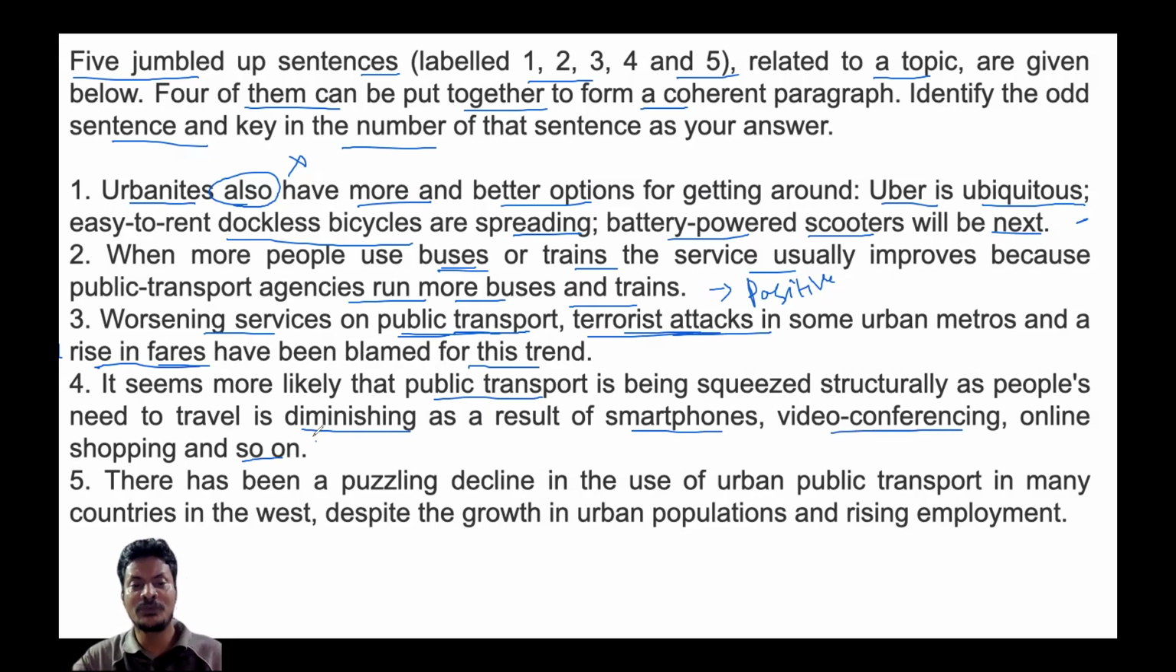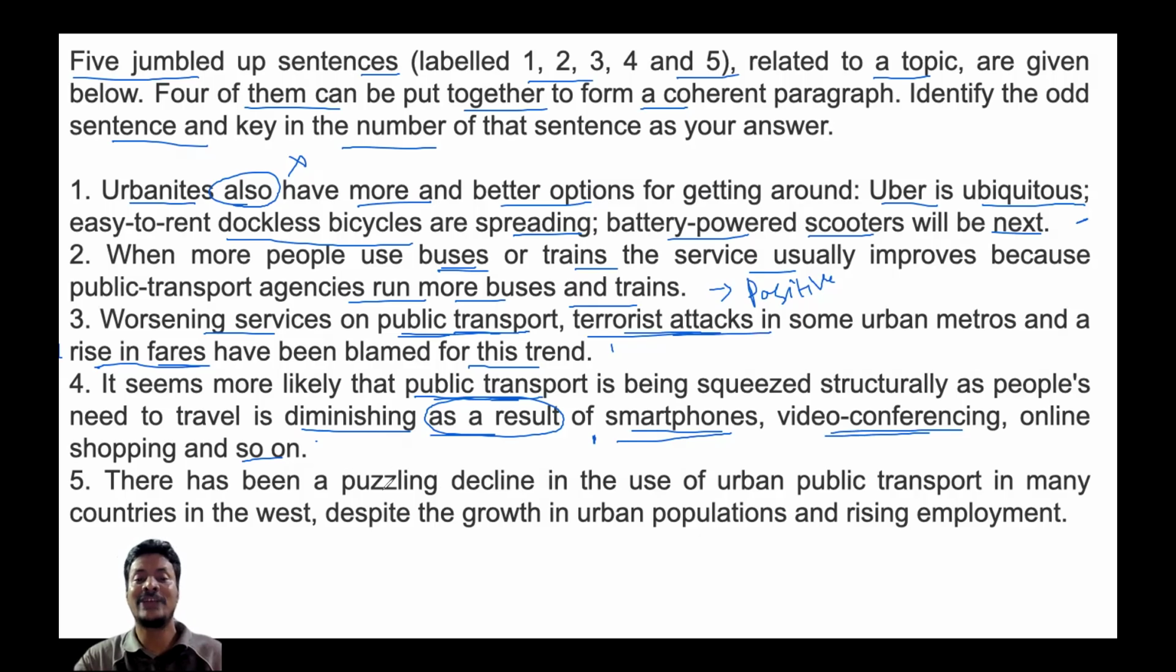Now, this option 4 is also following the same flow, right? It means public transport is used less by the people. Why? Because the reason is given, look at that, "as a result," which is an indicator. The reasons are smartphones, video conferencing, online shopping, and so on. These are the reasons for which people are not using public transport, right? So I can say that option 3 and option 4 both fall into the same group, right?